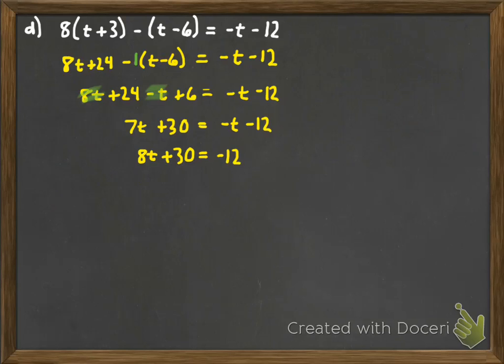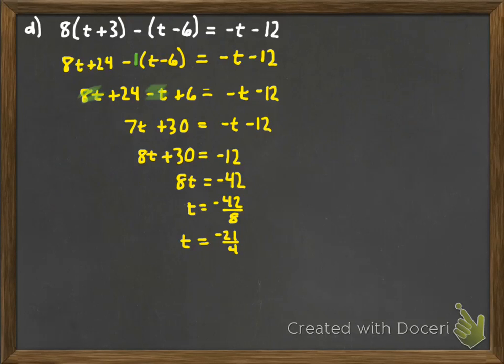Now we can cancel out the constant terms on the same side of the equation as the variable by subtracting 30 from both sides. Leaves us with 8t equals, and negative 12 minus 30 is negative 42. And then we'll go ahead and divide both sides by 8 and get negative 42 over 8, which in simplest terms then is going to give us negative 21 over 4.